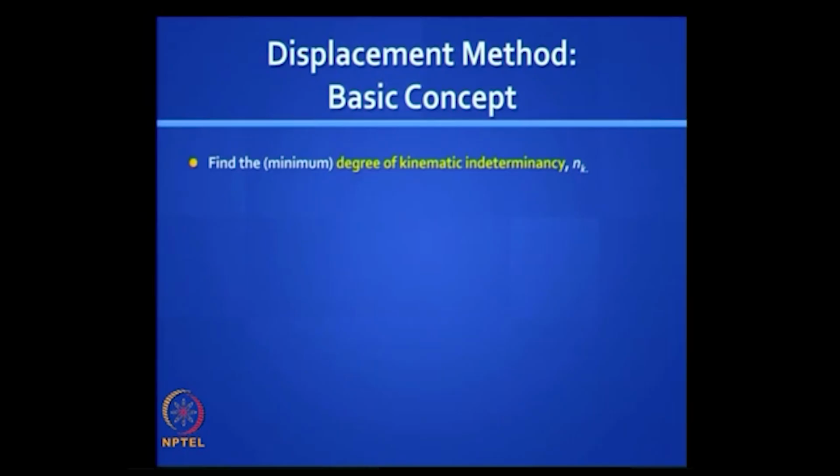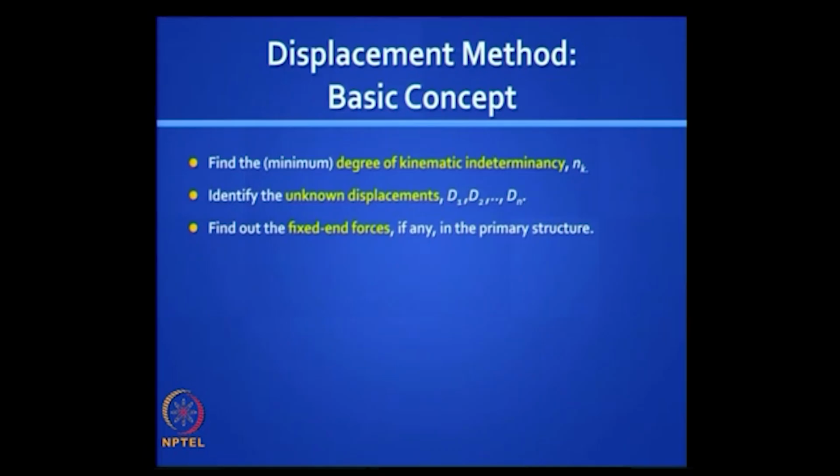The first step in displacement method is to identify the degree of kinematic indeterminacy, take advantage of modified stiffnesses and reduce the number, as we did earlier from 5 to 1. Identify the unknown displacements; there will be as many unknown displacements as the degree of indeterminacy. Find out the fixed end forces, that is you arrest the structure, if any. Meaning if you did not have any intermediate loads you do not have to go through this step.